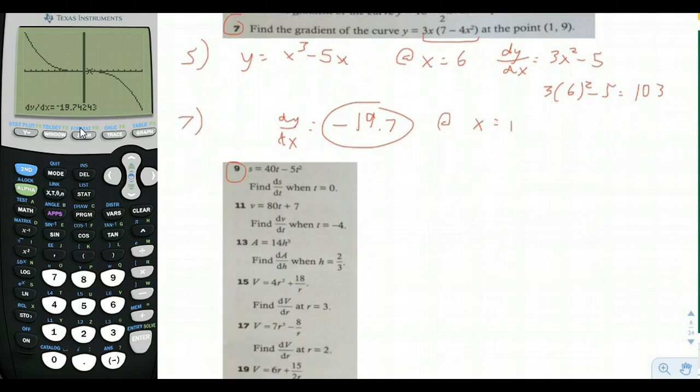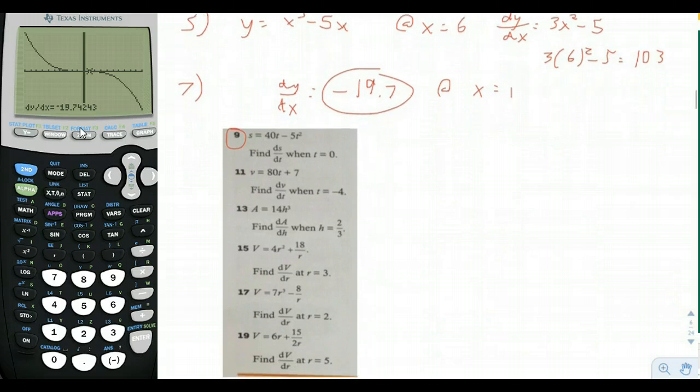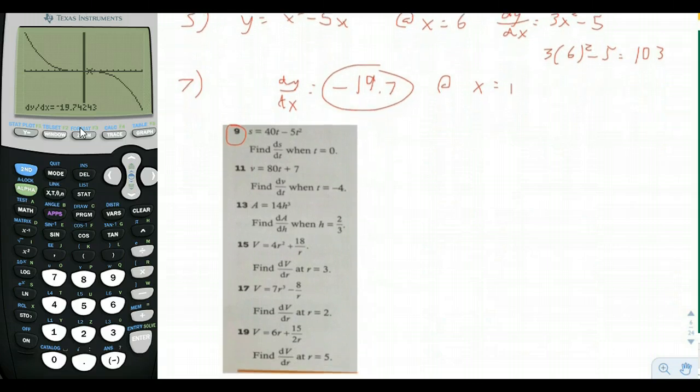Okay, so now we'll do 9. We'll do this one analytically. So ds dt is equal to 40, because the derivative of 40t is 40. The derivative of 5t squared is 10t. And so now we're just going to substitute in t equals 0 here, and we're just going to get ds dt equals 40. Okay, so the answer to that one was 40.